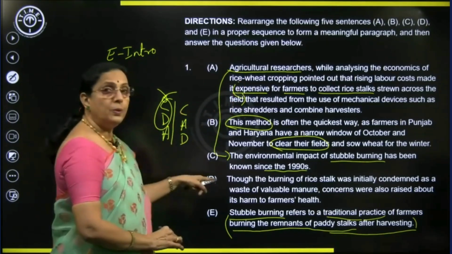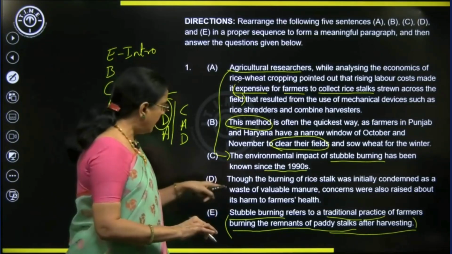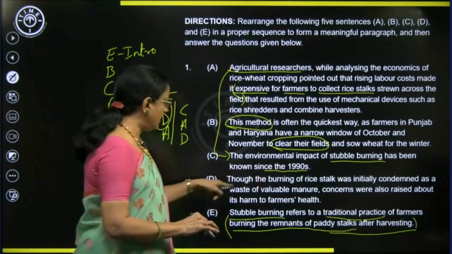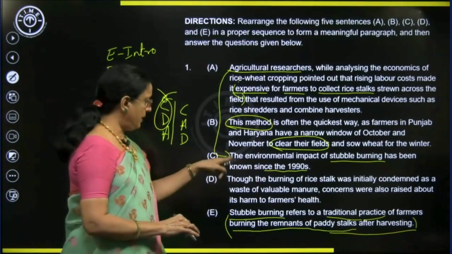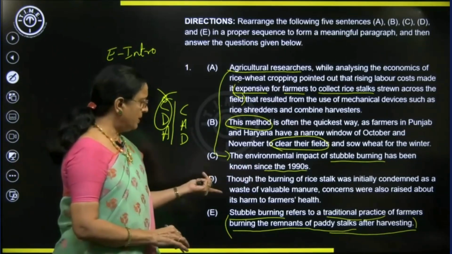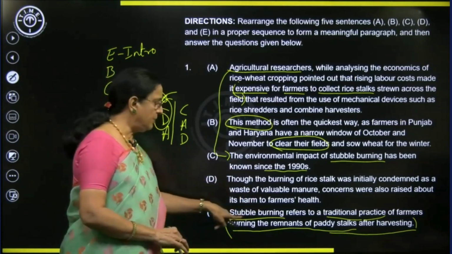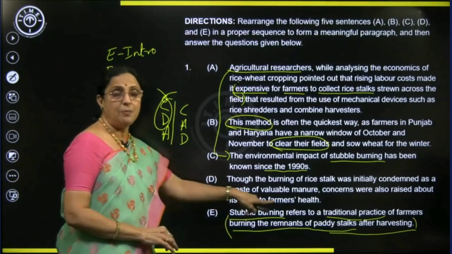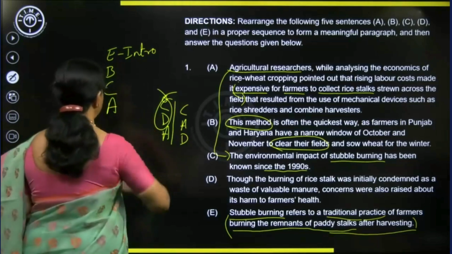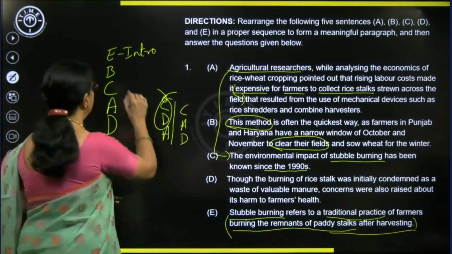After A, though the burning of rice stalk was initially condemned, opposed as a waste of valuable manure, concerns were also raised about its harm to farmers' health. So, this is undoubtedly negative. All right, not only waste of manure, but also affects the farmers' health. So, either way, stubble burning is a traditional practice which is harmful. Am I clear? All right. So, finally, we have decided on the order. EBCAD is the order.